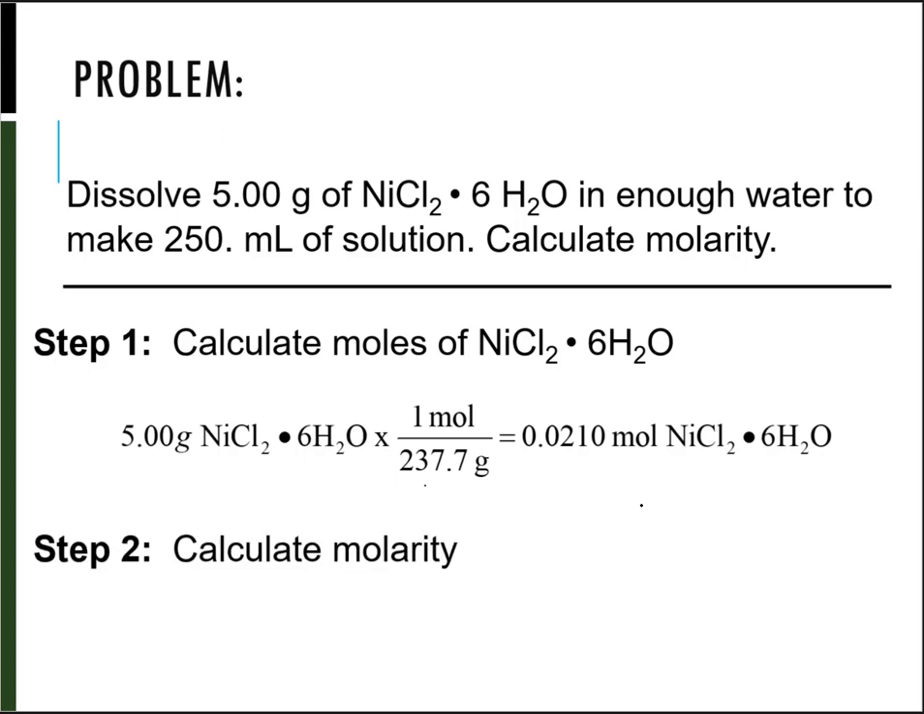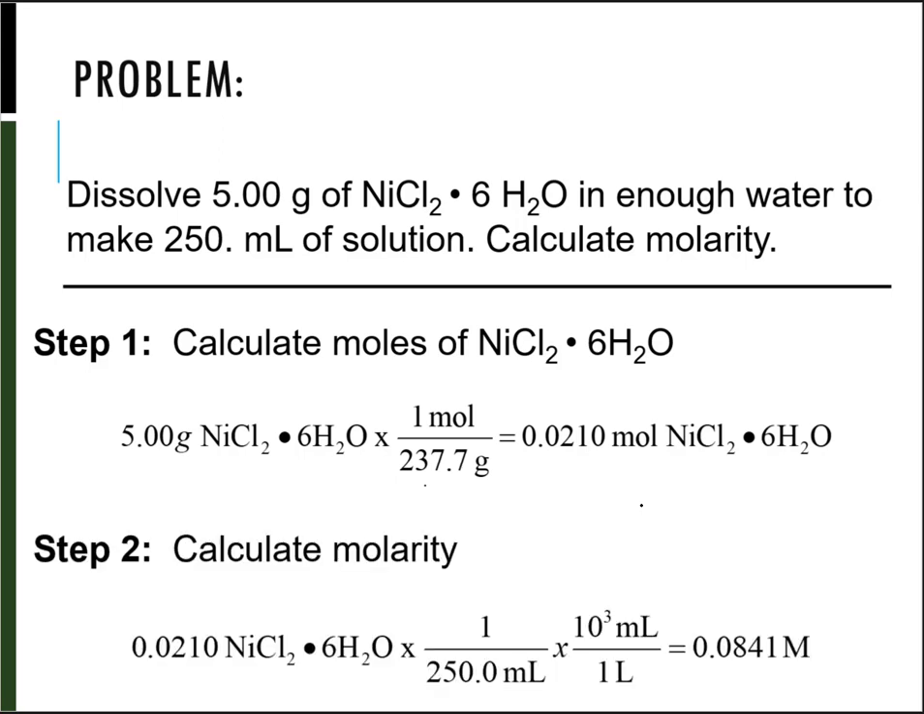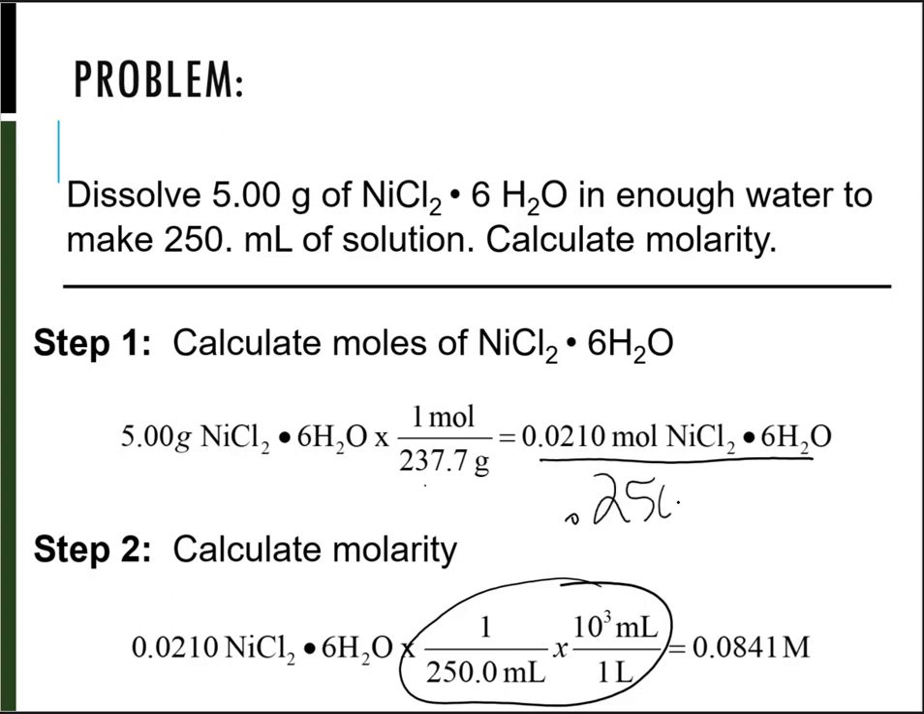And to find the molarity, if we've got moles, we're going to divide by liters. This just shows you going from milliliters to liters. You could also just take your moles and divide it by, if you did your milliliters to liters separately, 0.250 liters. And you should get with 3 significant figures, 0.0841 molar.